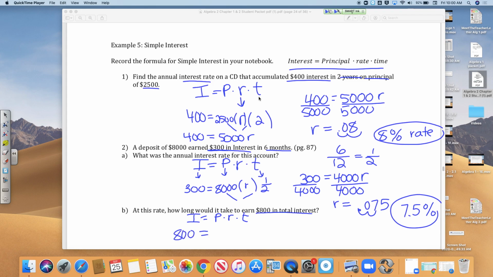It's still the same exact principal, which is 8,000. We now know the rate is 7.5%. When I put it into the formula, I have to use the 0.075 because it has to be in decimal form. But now I'm solving for time, how long it will take. To solve this, I would simplify by multiplying 8,000 by 0.075. And then I would divide 800 by that, and I'm going to get that time is equal to 1 1/3 years, or 1.3 repeating years.